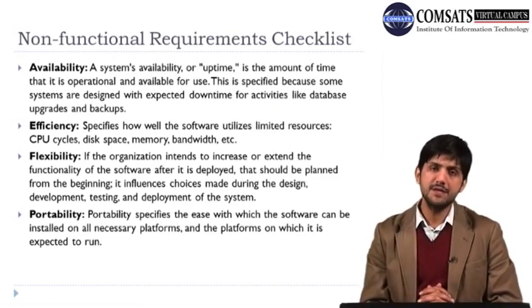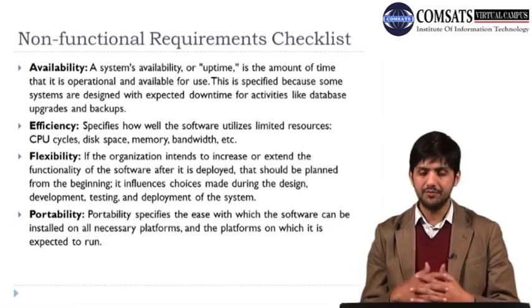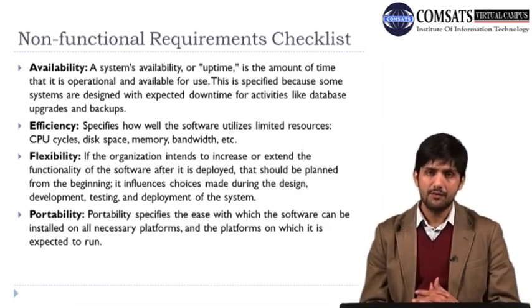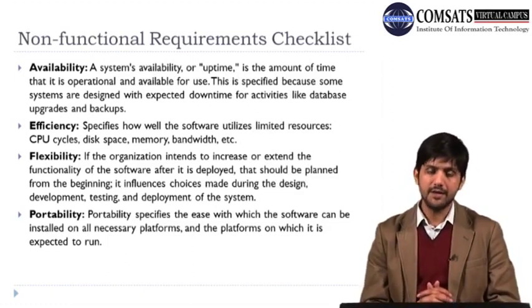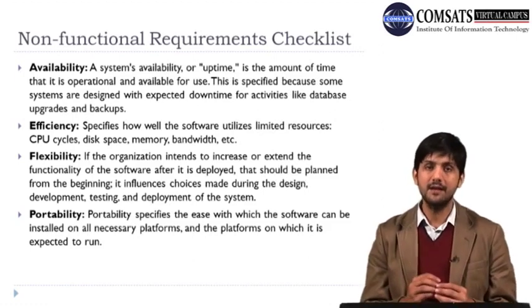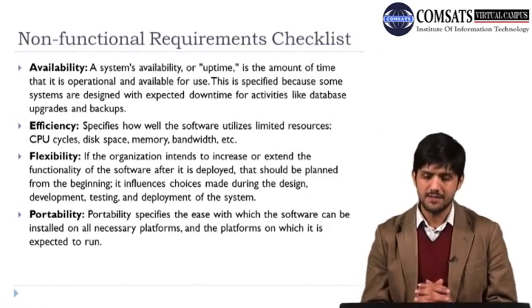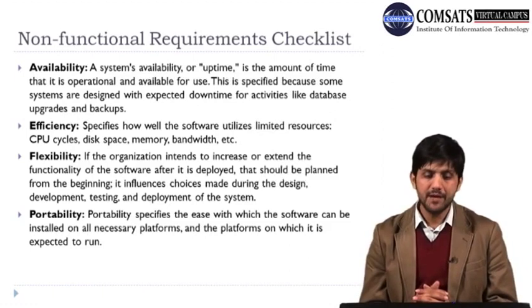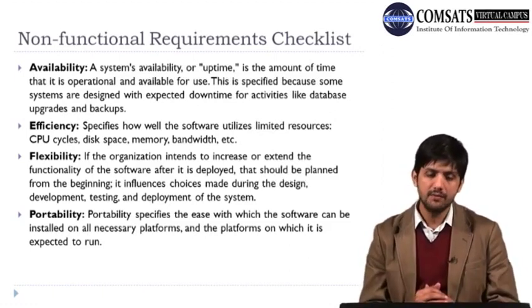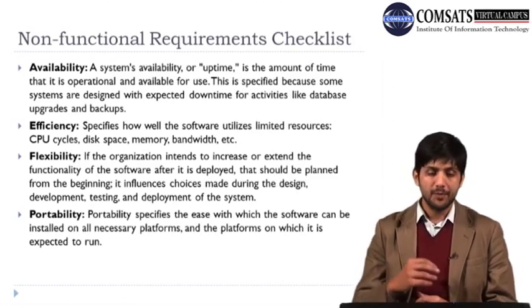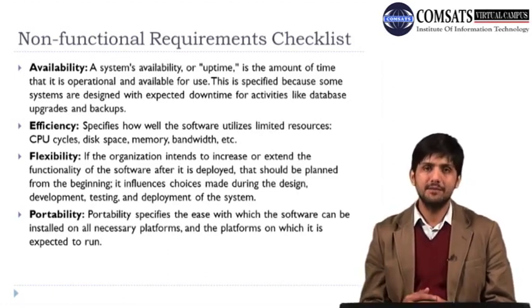And the second one is efficiency. It specifies how well the software utilizes limited resources, for example, the processor, disk space, memory and bandwidth. Then we have flexibility. If the organization intends to increase or extend the functionality of the software after it is deployed, that should be planned from the beginning, because it influences the choices made during the design, development, testing, and deployment of the system. Now, this is again very important, flexibility.